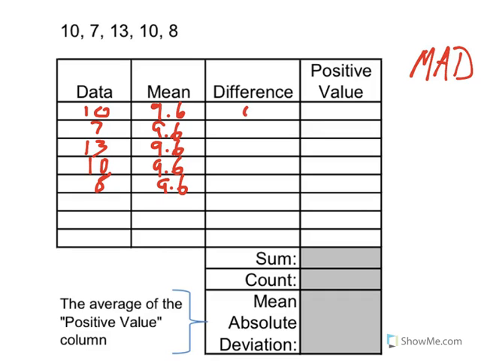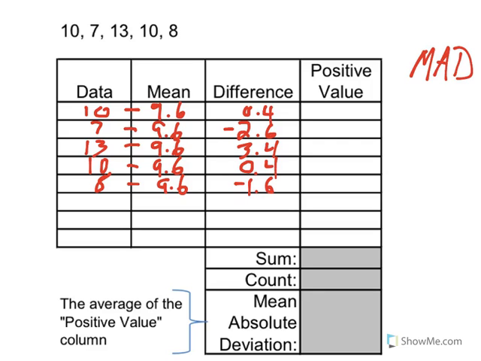Well, 10 is only 0.4 away from the mean. We're just doing 10 minus the mean. We're going to do 7 minus 9.6. That will give us a negative 2.6. 13 minus 9.6 would give us 3.4. 10 minus 9.6 is again 0.4. And 8 minus 9.6 is negative 1.6.